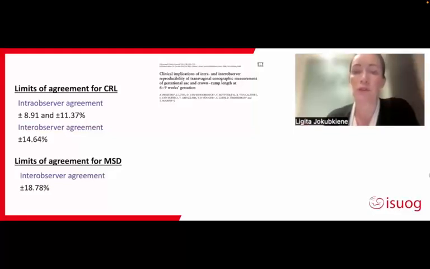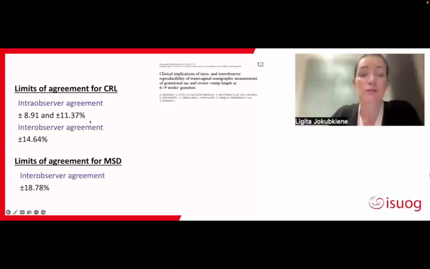for the reproducibility of gestational sac measurement and crown rump length measurement at 6 to 9 weeks. And we can see that if we look at the limits of agreement for CRL, intra-observer agreement was 8.9 and 11.4%, and inter-observer agreement was plus minus 14.6%. But if we look at the gestational sac, inter-observer agreement was plus minus 18.8%, almost 19%.